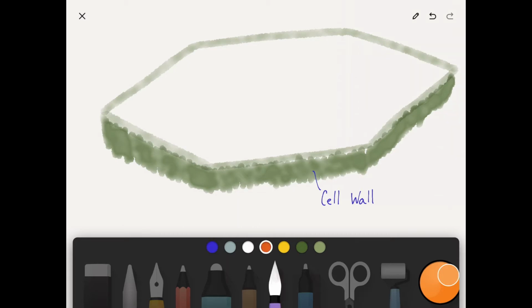That's why you have trees that can stand up. You have leaves that keep their shape. It's all because of the rigid cell wall that it has.